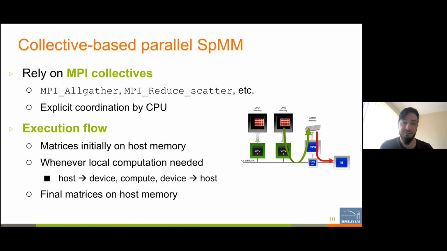For the bulk-synchronous approaches, we rely on MPI collectives. We have operations like all-gather, reduce, scatter, all these collective operations. The communication is explicitly coordinated by the CPU resources. An example execution flow is that the matrices usually stay on the host memory. Whenever we need some local computation, we ask the GPU to perform it. After this computation is complete, we collect the result and put it on host memory again.